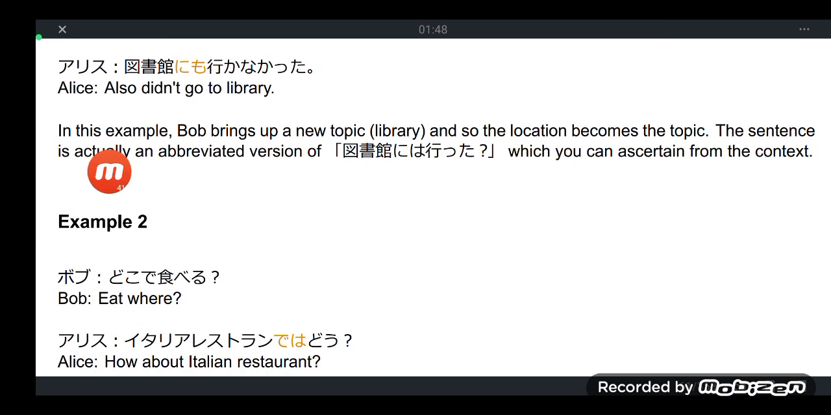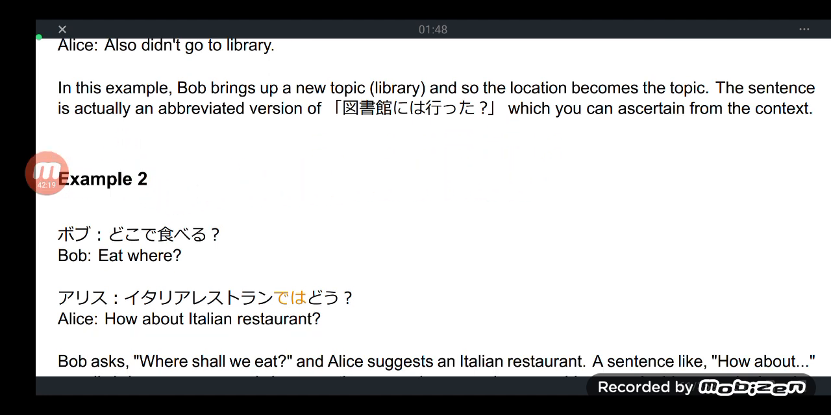Okay, in this example, Bob brings a new topic, the library. So the location becomes the topic. Toshokan, that's the location, it becomes the topic. The sentence is actually an abbreviated version. This is the full version of the sentence: Toshokan ni wa ita. So it's a combination of ni and wa. Toshokan ni wa ita. But how about the library? Did you go there? Which you can ascertain from the context.